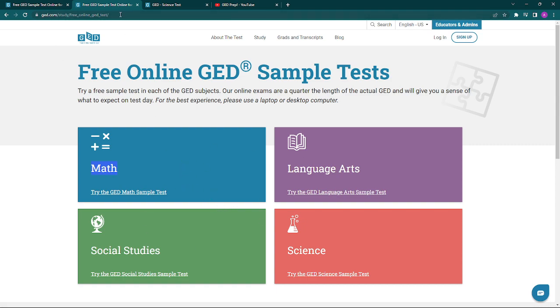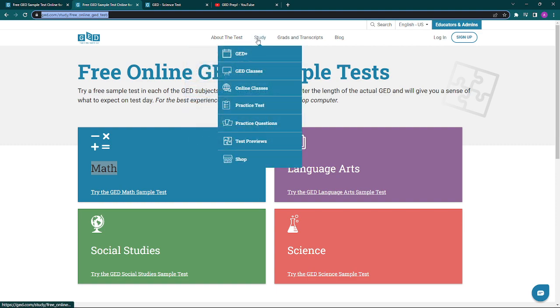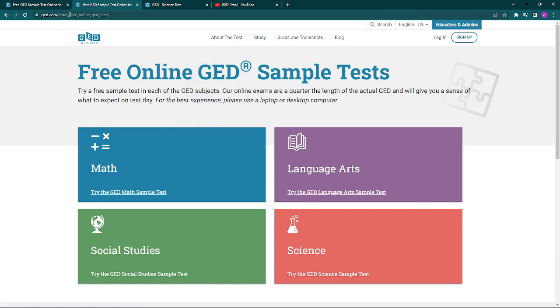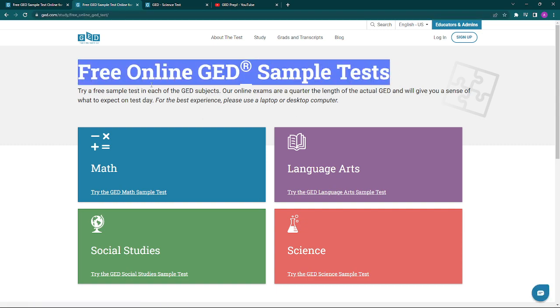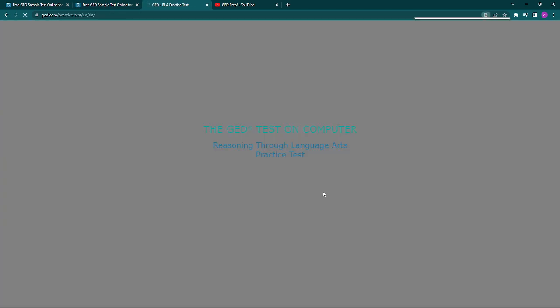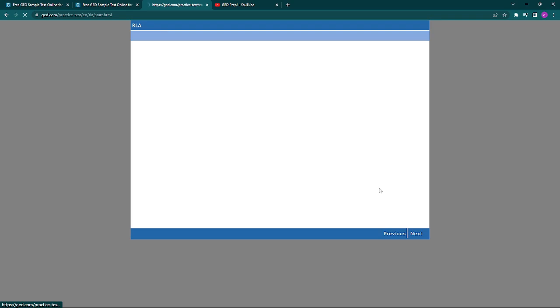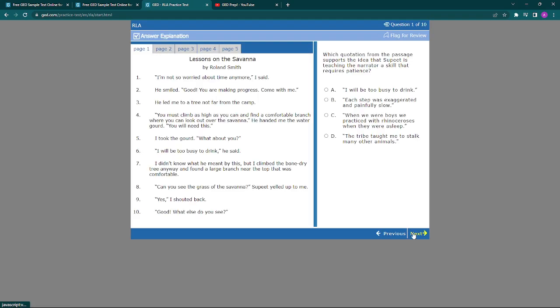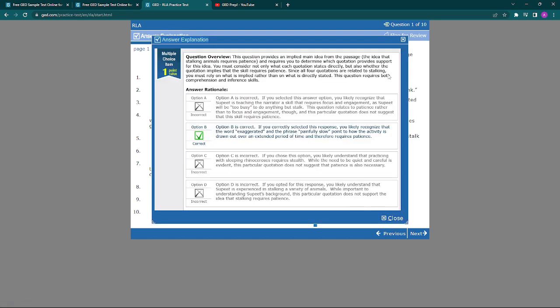Basically, a lot of it's just knowing that, okay, I'll go to GED.com in a browser, and then I'll go to Study, then Test Previews, and that gets us to free online GED tests. You can see free online sample tests. And then it'll have you do a thing. Well, let's look at it. Language arts. Okay. Here's some information. Okay, I guess it does another thing. Oh, and then you can have answer explanation, which, oh, sorry.